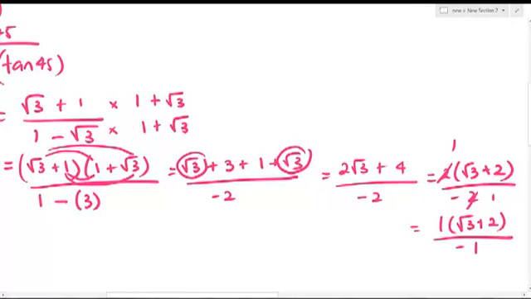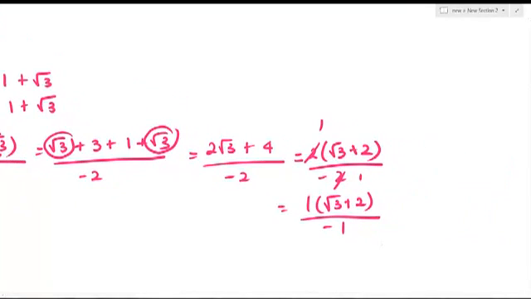all over negative 1. And once again, to get rid of the negative 1 in the denominator, we just put it on top. So it's negative 1 brackets root 3 plus 2. And if you want, you can leave it as root 3 minus 2.